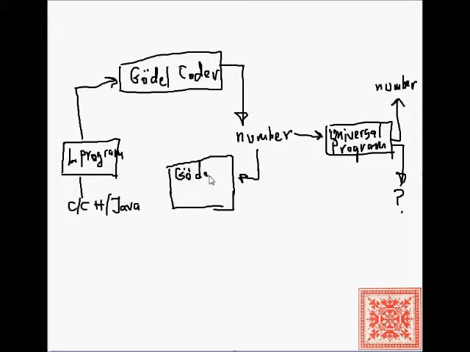That number can also be given to a Gödel decoder, and that will take the number and compute the statement of the program. So what are the components of this big picture?